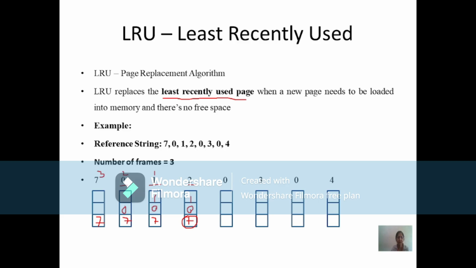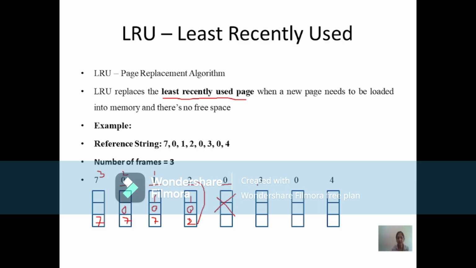So now we'll replace page number 7 with page number 2. So let's do that. We are loading page number 2 into our frame. Next there is a demand for page number 0 and if you see the frames, we already have page number 0. So we have the pages 1, 0 and 2. 0 is present in the frame, so no page fault occurs.